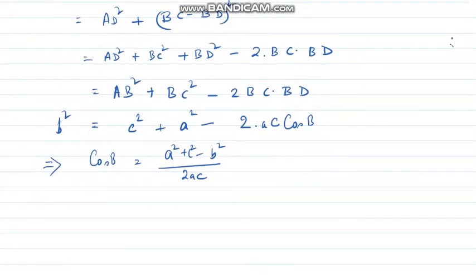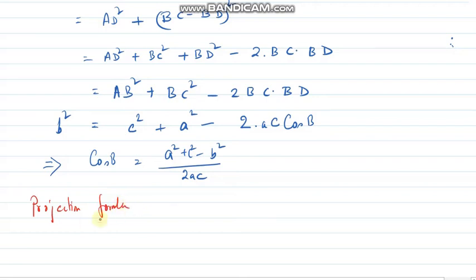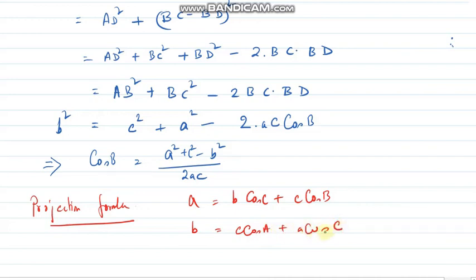We have three projection formulas, and the projection formulas we have are: A equals B cos C plus C cos B, B equals C cos A plus A cos C, and C equals A cos B plus B cos A. So these three projection formulas we have.